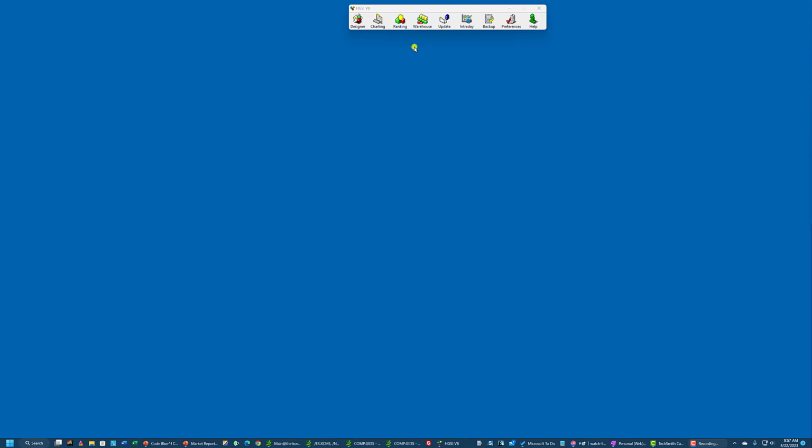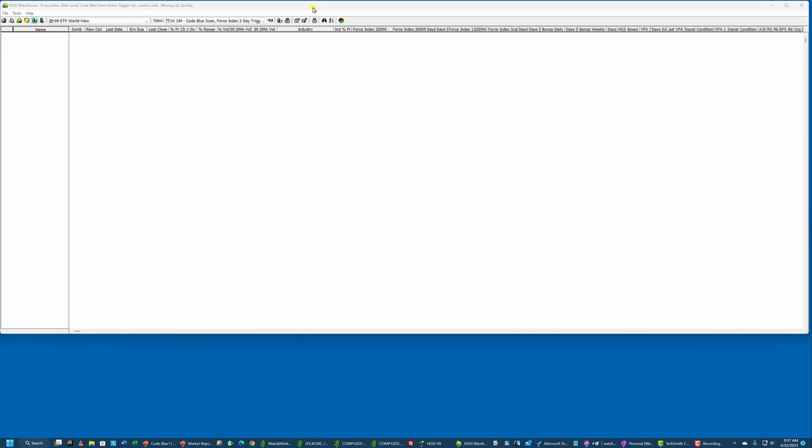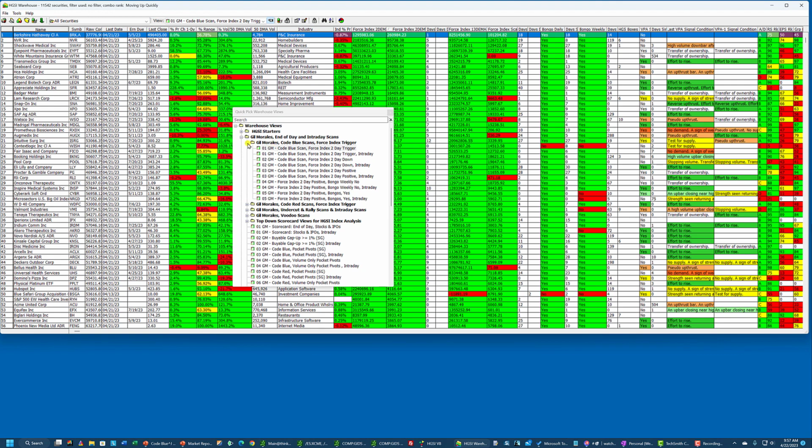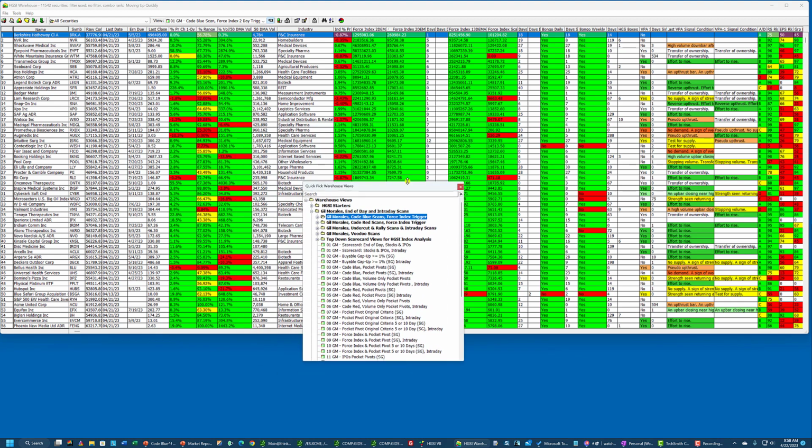So let's go ahead and take a look at this. I'm going to go into the warehouse, and I'll just go to all securities. I'm in ETFs. I want all securities. These are the scans that I have put in. These are all scans that I've done over the years for Gill, but I just put these code blue and code red scans in this past week and uploaded the videos and the files, and they actually work very well if you want to use the force index.